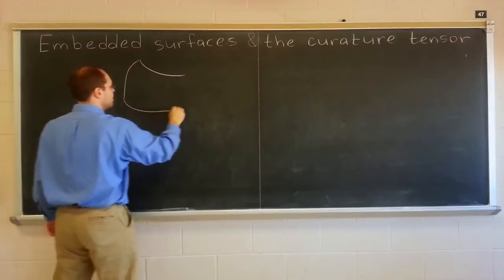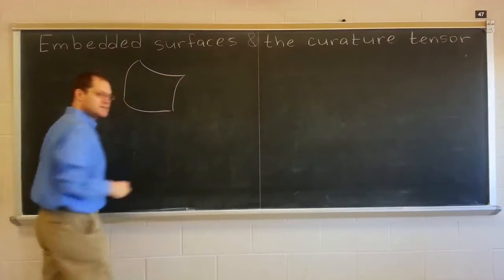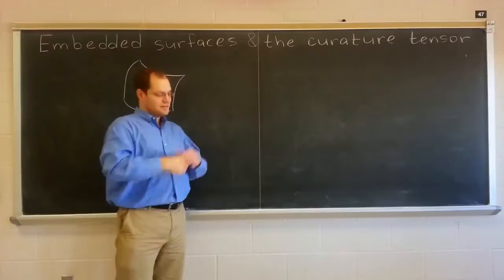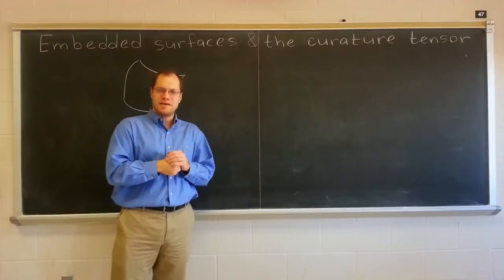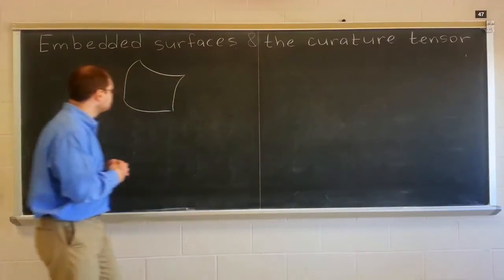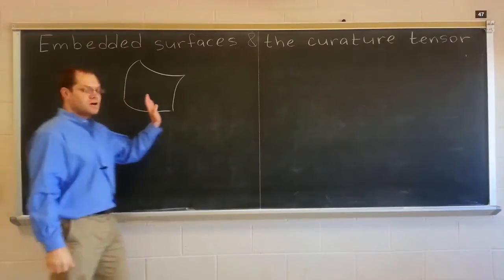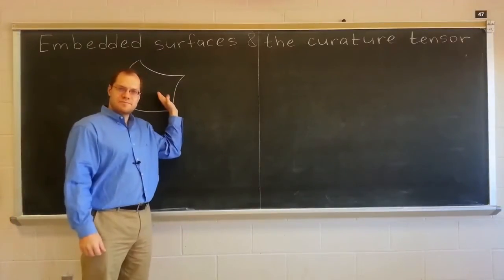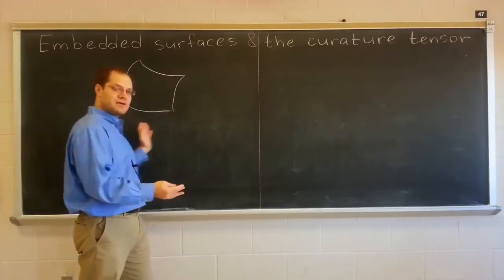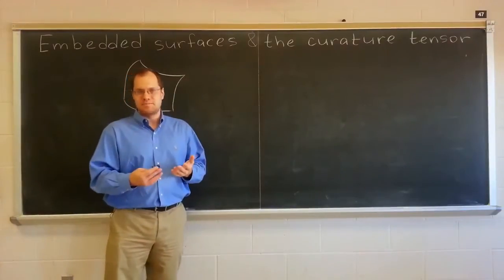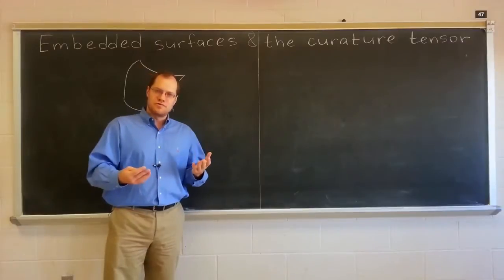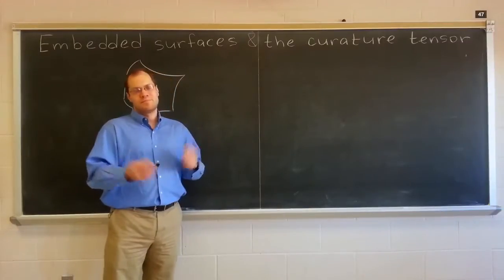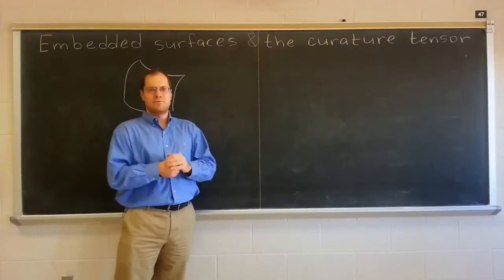Let this be a two-dimensional surface embedded in the three-dimensional Euclidean space. That's important. Just as before, we're going to refer the surface to a coordinate system. The space that surrounds it, called the ambient space, is also referred to a coordinate system. But for today, it's actually not important.